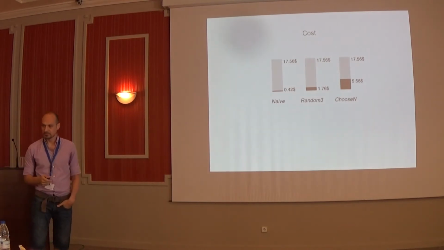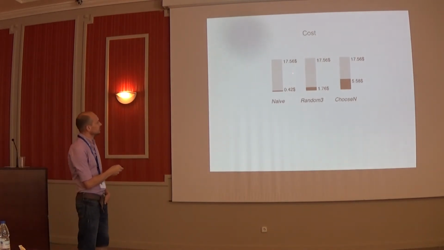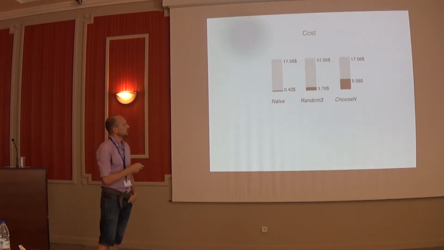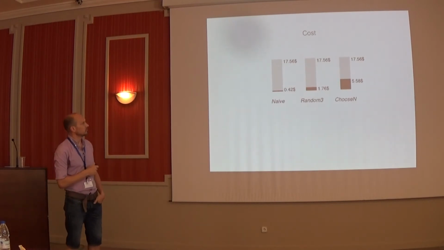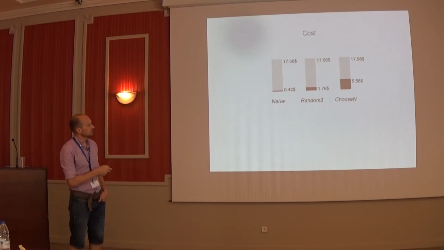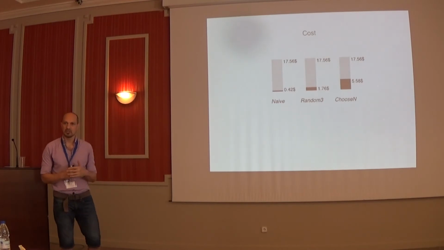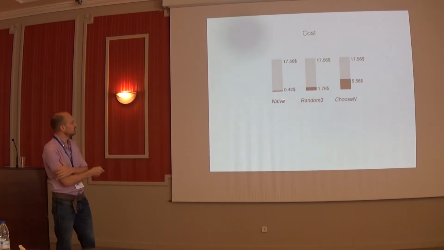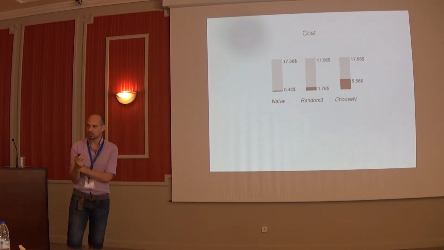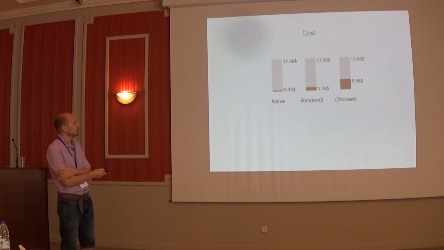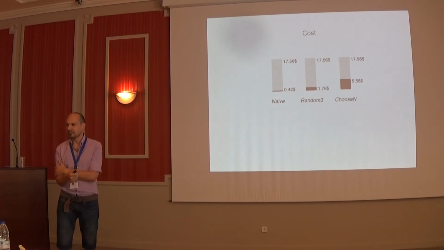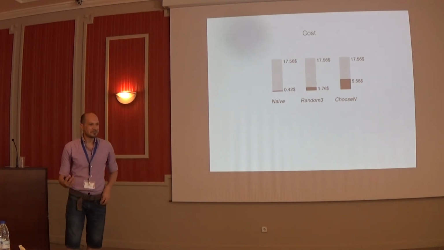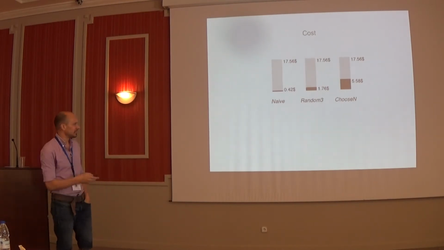About the cost, each experiment was about $17.56, and if we also count the number of patterns that we retained from these experiments, one pattern with naive had a cost of 42 cents. With random 3 it was $1.76, and with choose n we were at $5.58 for a single pattern. Okay, that perhaps is not, as I said, a production system.